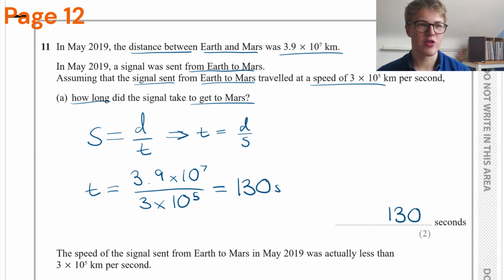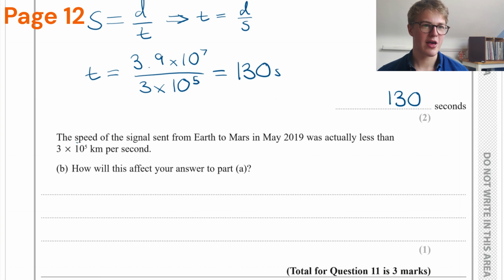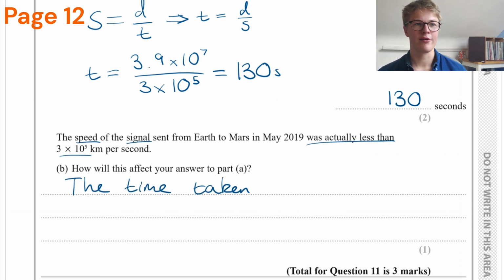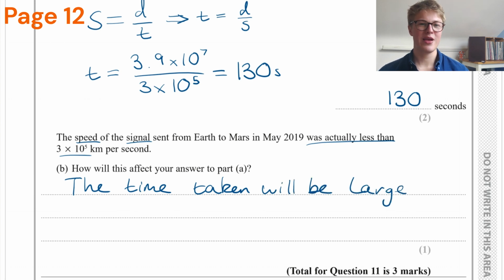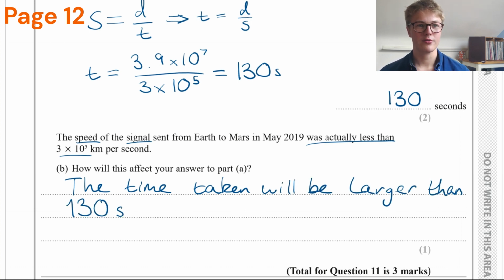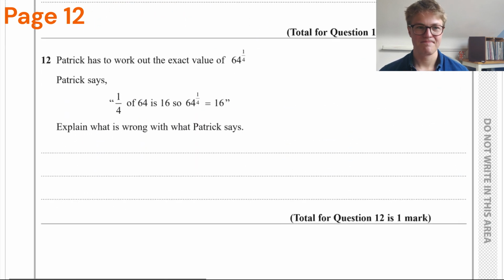The speed of the signal sent from Earth to Mars in May 2019 was actually less than 3 times 10 to the 5 kilometres per second. How will this affect your answer to part A? So because the speed is slower, the time taken will be longer, okay? So that's what I've given in my answer.